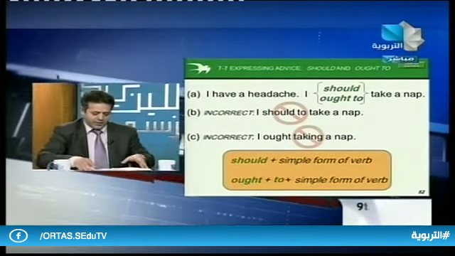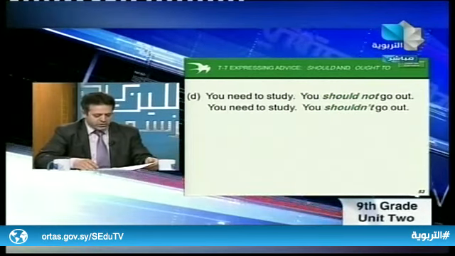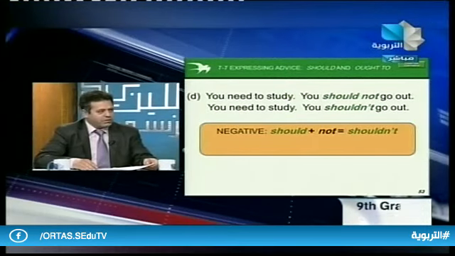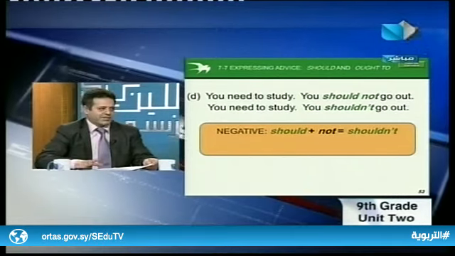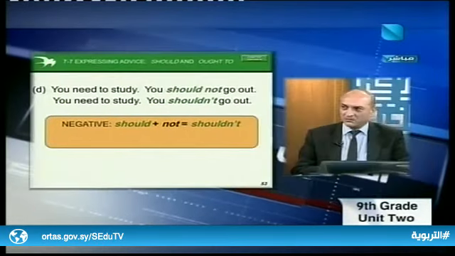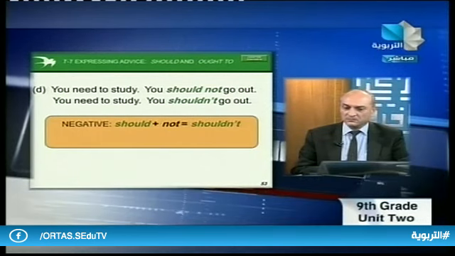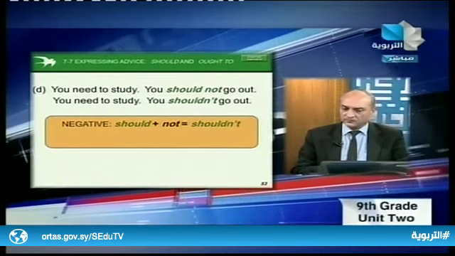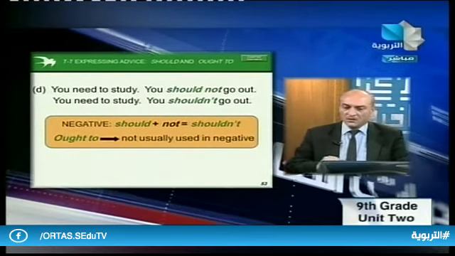Expressing advice: should and ought to. You need to study, so you shouldn't go out. It's not a good idea to go out to waste time, because you have to study. So here, the idea is that it's not a good idea to do this. You shouldn't do this. So this is another form. We can use should not or shouldn't.